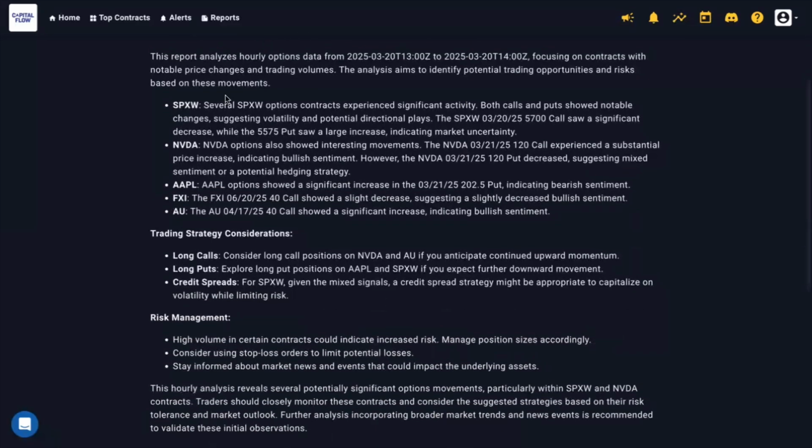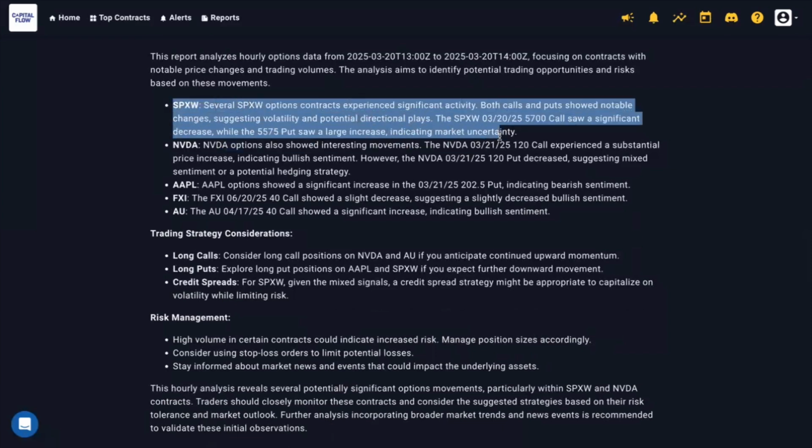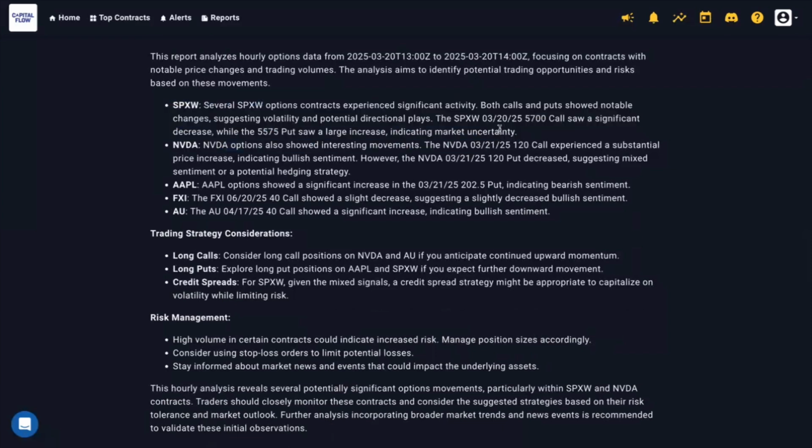But we'll talk about some of this additional information, right? So it lets you know that the data has come in. The point is to identify trading opportunities and risk based on these movements, right? So this just kind of gives you a little bit more detailed information about what we saw earlier, right? There's calls and puts kind of coming in for SPXW, but it looks like it was leaning towards the bearish side. Nvidia showed that there was strong bullish sentiment, right? And again, they have that event today.